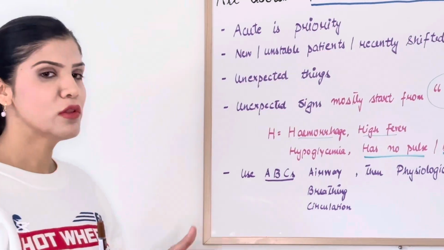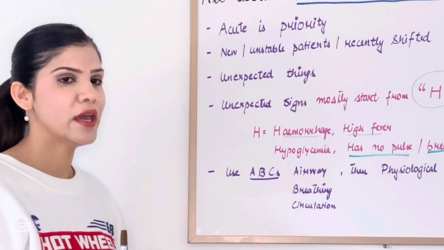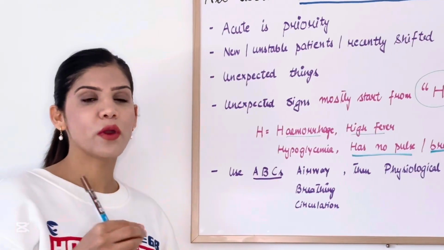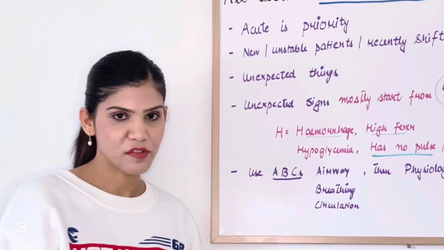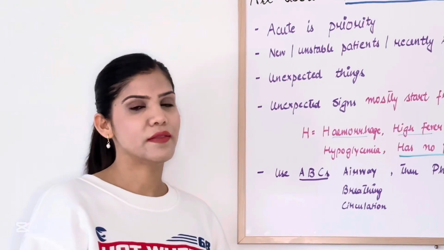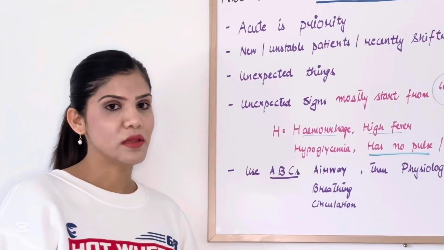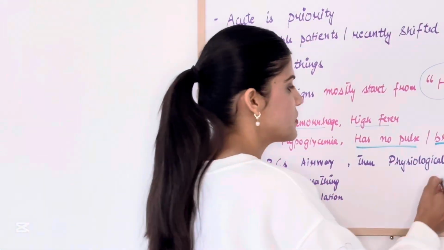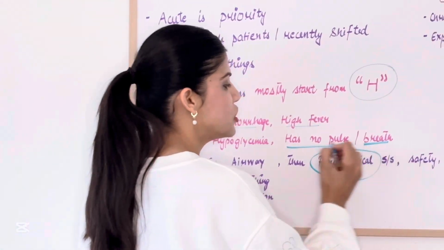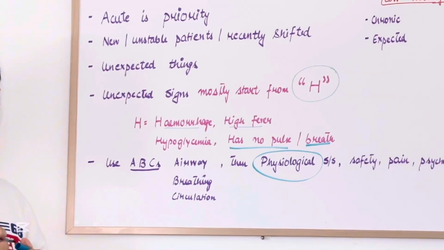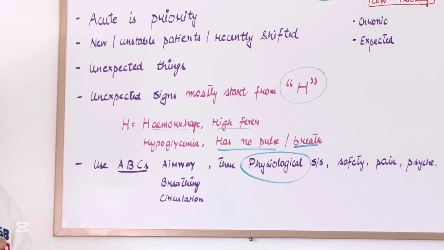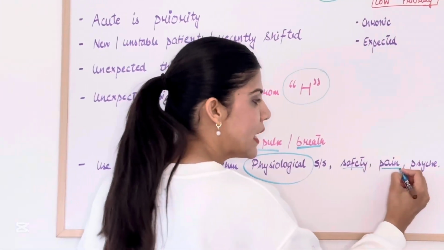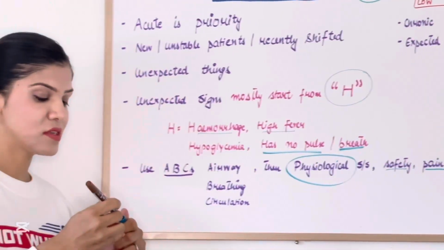Other than that, we'll follow the rule of ABC: airway, breathing, circulation. Always in the options, look for where the airway is compromised, and that is the first priority. Then we'll go for breathing, and then we'll go for circulation. For example, if in a question there's no sign of A, B, C, then we will look for signs and symptoms related to the physiology of the body, physiological signs and symptoms, something that you can see first. Other than that, we will go towards safety, pain, and psyche at last.